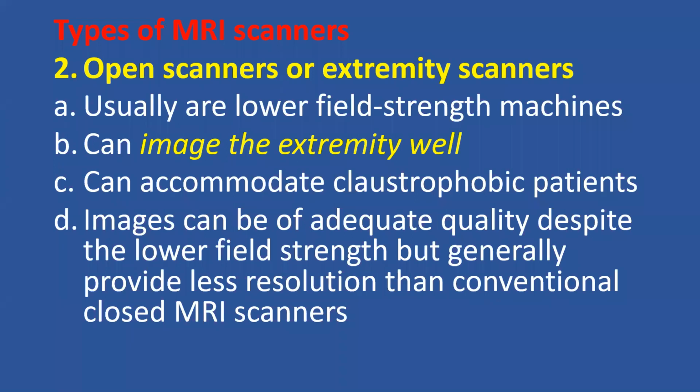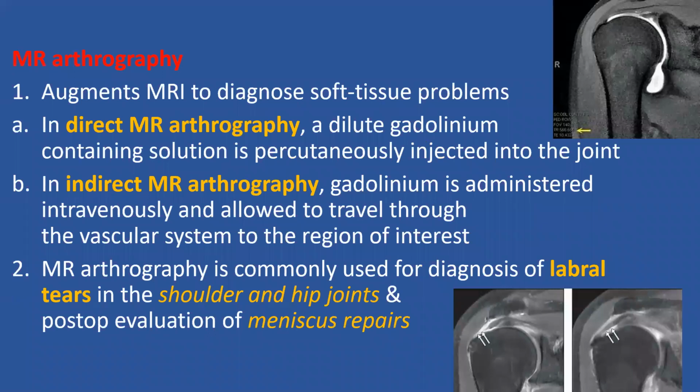Then you have the open MRIs, which is good for the extremities. It gives us a reasonable resolution. Now, in arthrography, it's very important that you can inject gadolinium, either intravenously or directly, and it will tell you more about the lesion. But you have to know that gadolinium should not be given to patients who have an elevated creatinine because it injures the kidney.